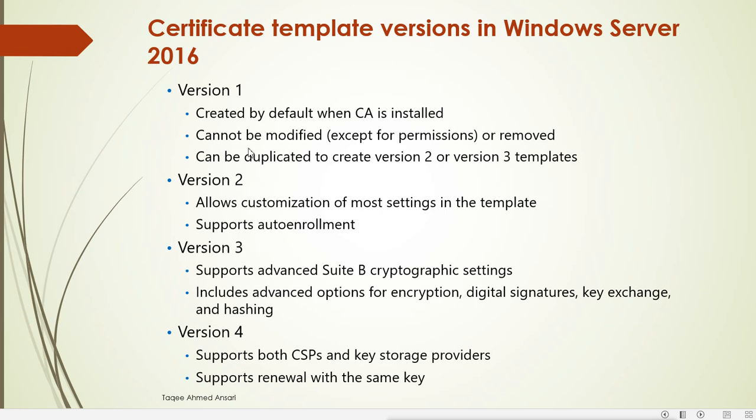Then we can also duplicate the default template to create a version 3 template. Version 3 supports the advanced Suite B cryptographic settings. It will support the advanced cryptography settings, including advanced options for encryption, digital signatures, key exchange and hashing. Then there is one more, version 4, that supports both CSPs and key storage providers, and supports renewal with the same key. So these are the manually created certificate templates, version 4. That means we create the manual one.